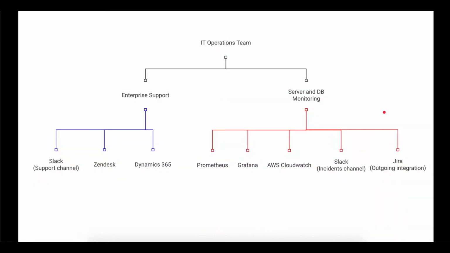Let's go ahead and review our team structure, which we had covered in our previous tutorials. Over here, we have an example of the IT operations team, which is primarily in charge of doing enterprise support, as well as monitoring the server and database performances. The IT operations team uses Zendesk and Dynamics 365 for enterprise support, and they use Prometheus, Grafana, and AWS CloudWatch to monitor their server and database performance.